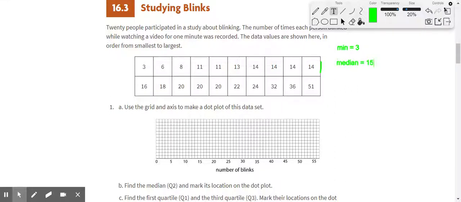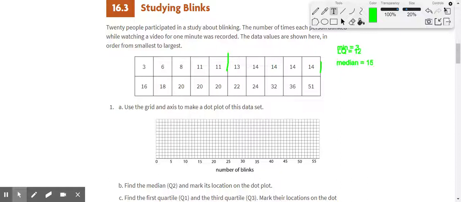And I look at this first half of the data, and there's 10 pieces of data here. So I want the spot that's in the middle, which would be right here. So this is the lower quartile. And between 11 and 13, we would have 12. So my lower quartile is going to be 12.